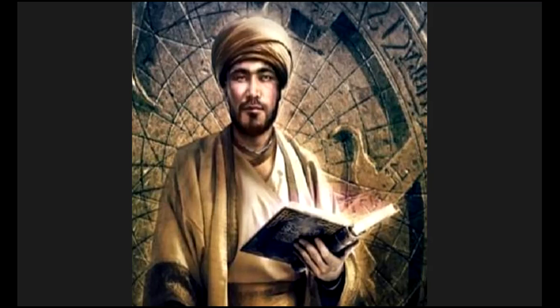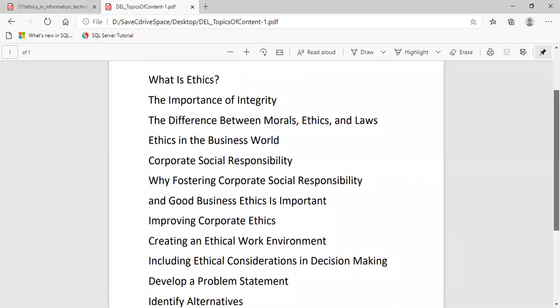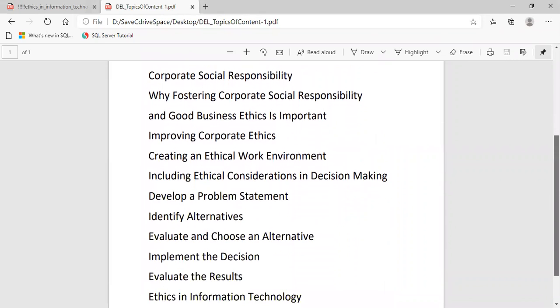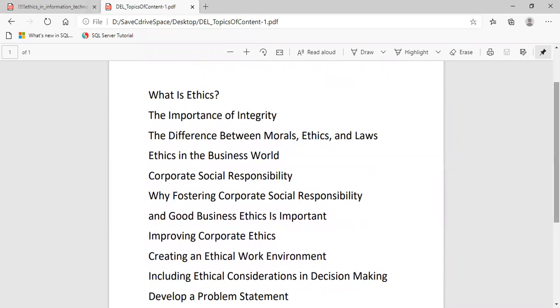And let me share the screen so that we have an idea what we will be discussing today. So there is a screen, Ethics in the Information System. These are the topics listed that will be the point of discussion today. And let me read them out so that we'll have a specific discussion regarding every topic listed here. What is ethics? The importance of integrity, difference between morals, ethics, laws, and ethics in the business world, and so forth. These are some of the topics that we'll be discussing today. So let's start.